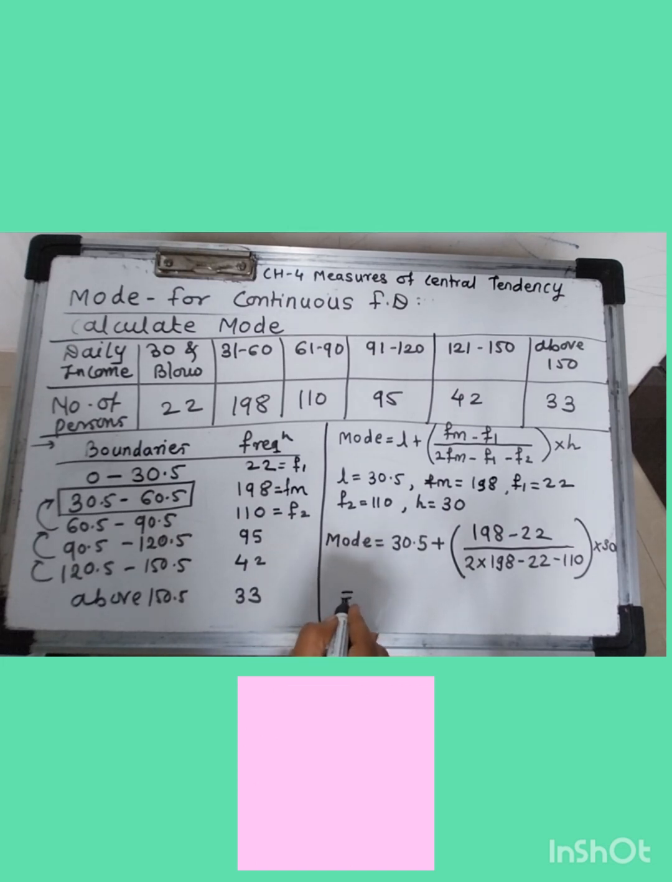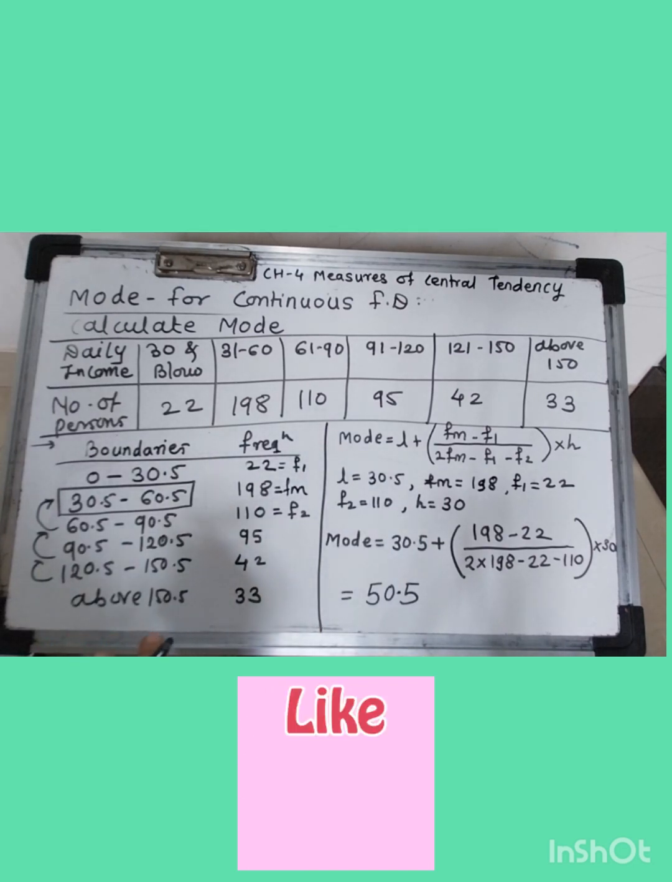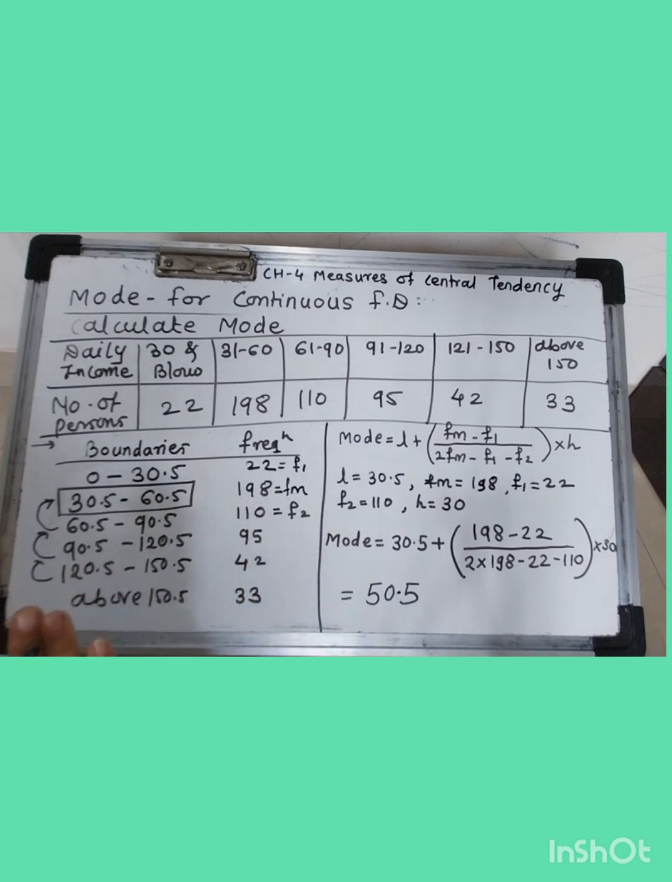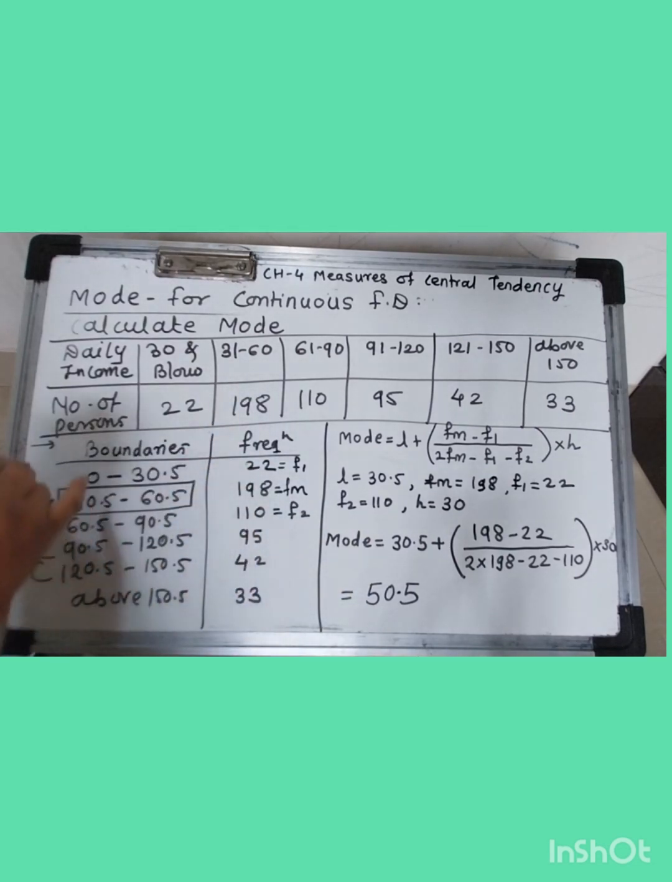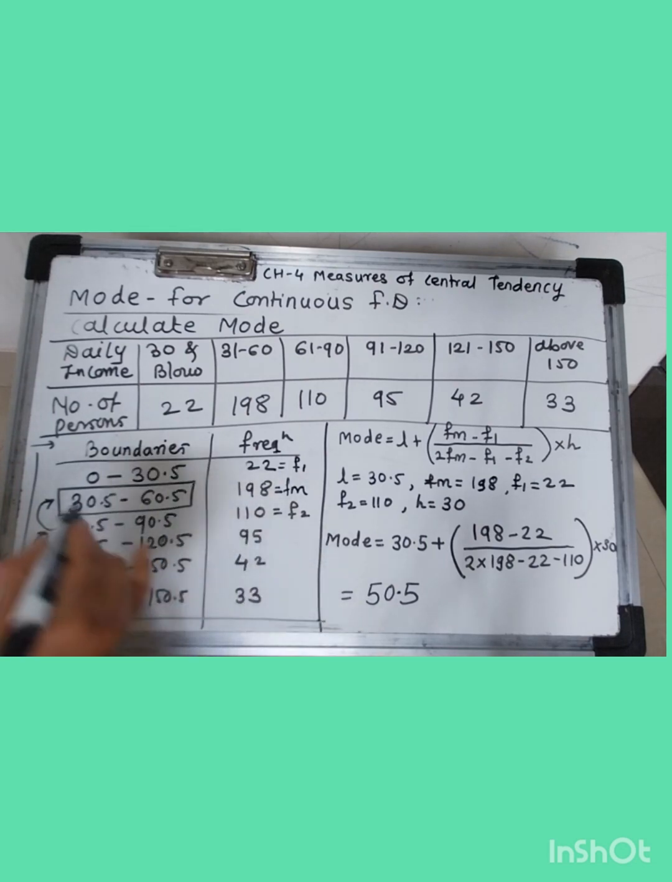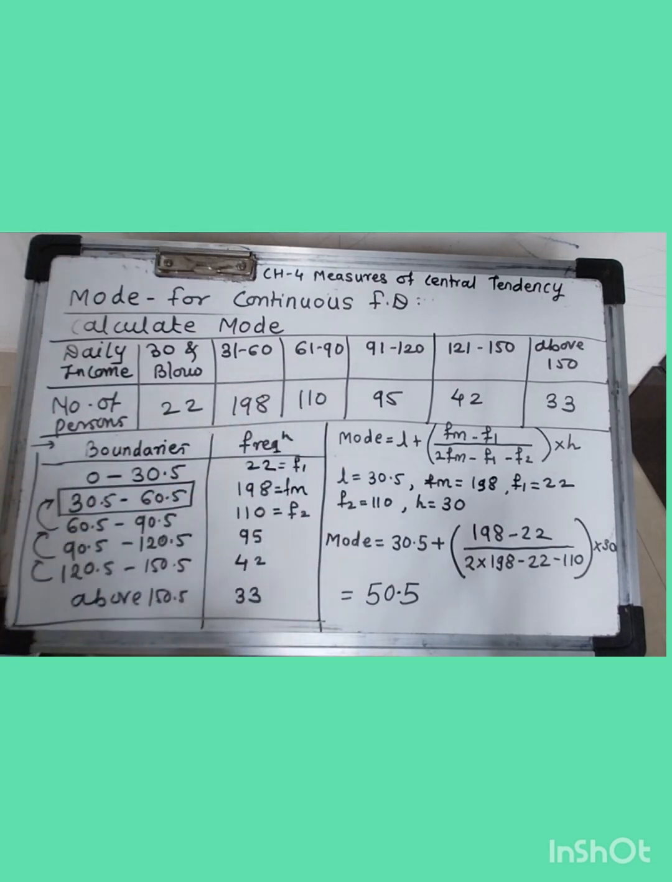For senior students, a calculator is allowed. What is the mode here? 50.5. This is the method for calculating the mode for a continuous frequency distribution. Okay, got it. If any doubt, any query, please comment.